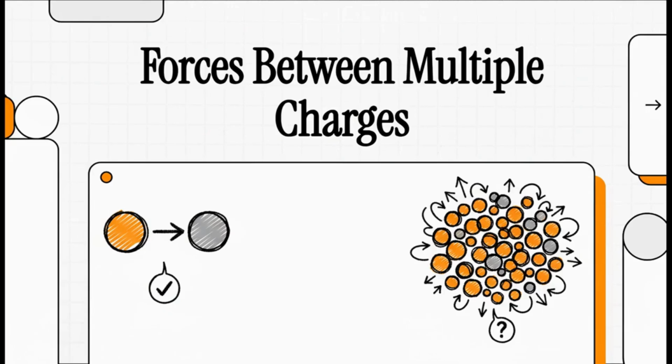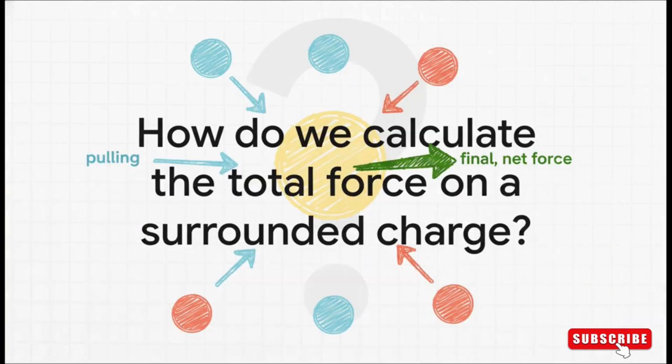All right, let's get right into it. When we first learn about electricity, we usually think about just two charges. Nice and simple, right? One pushes, one pulls. But let's be real, the universe is way more crowded than that. It's like a giant chaotic party full of charges. So what happens then? That is the big question, isn't it?